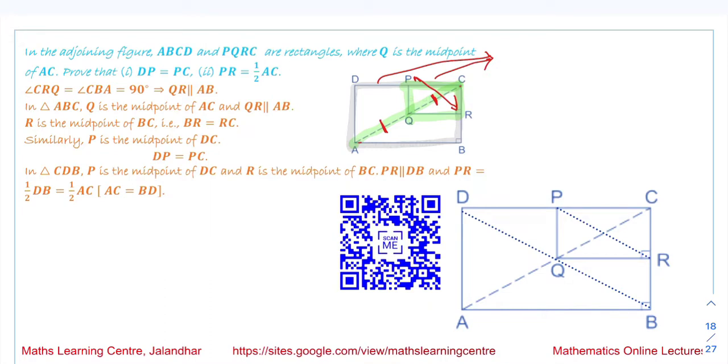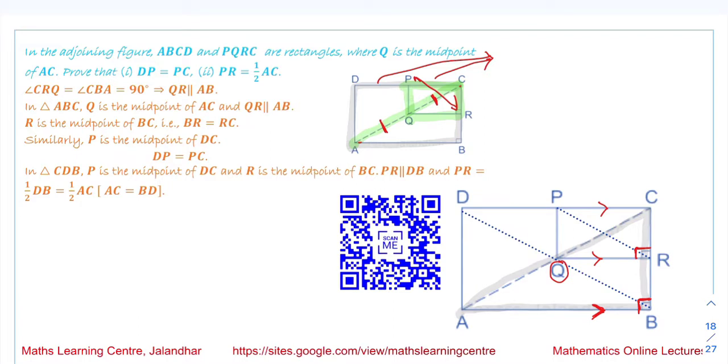So first thing we see is that these two figures are rectangles, as given to us. So this angle is 90 degrees and this angle is 90 degrees over here. So what we get is that these two lines are parallel, then PC and AB are parallel. So all these three lines are parallel to each other. Now look at the triangle ABC. In this triangle, it is given that Q is the midpoint of AC. This is given in the problem.